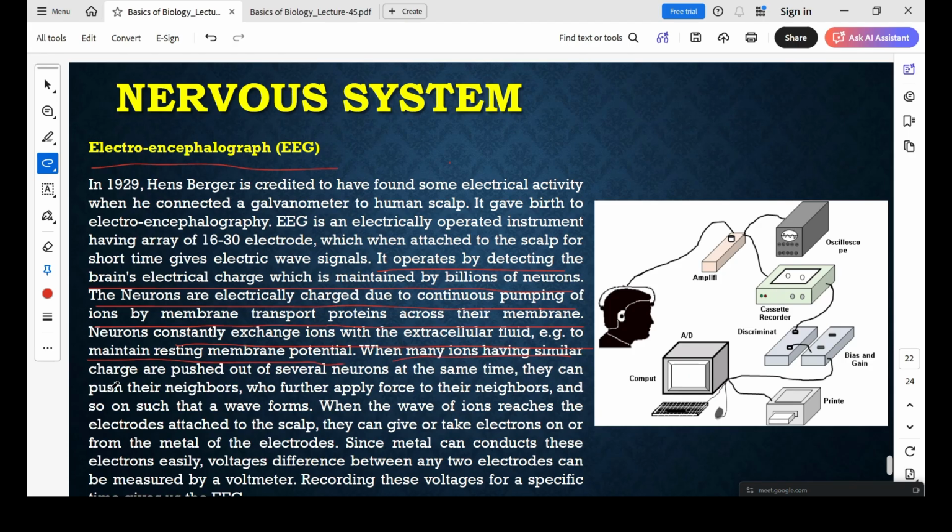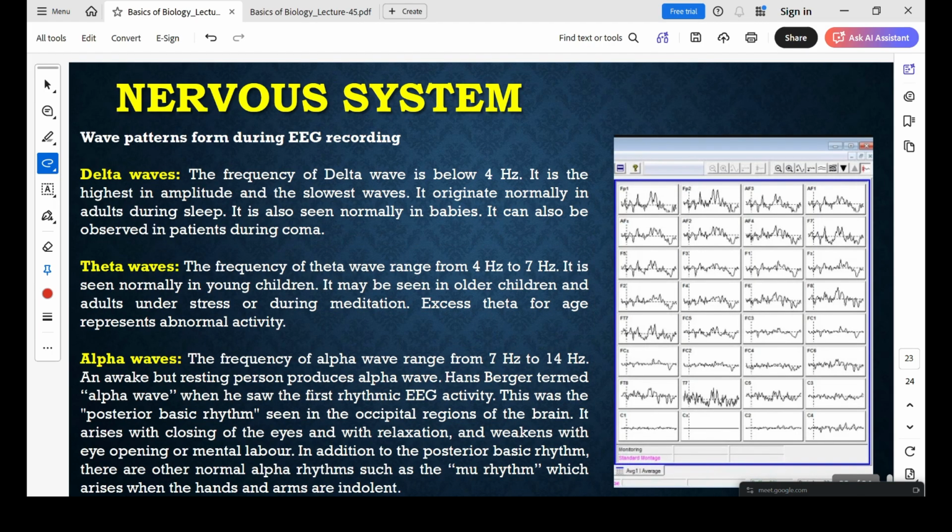When many ions with similar charge are pushed out of several neurons at the same time, they can push their neighbors, who further apply force to their neighbors, and so on in waveforms. When the wave of ions reaches the electrodes attached to the scalp, they give or take electrons from the metal of the electrodes. Since metals can conduct these electrons easily, the voltage difference between two electrodes can be measured by a voltmeter. Recording these voltages for a specific time gives us the EEG.